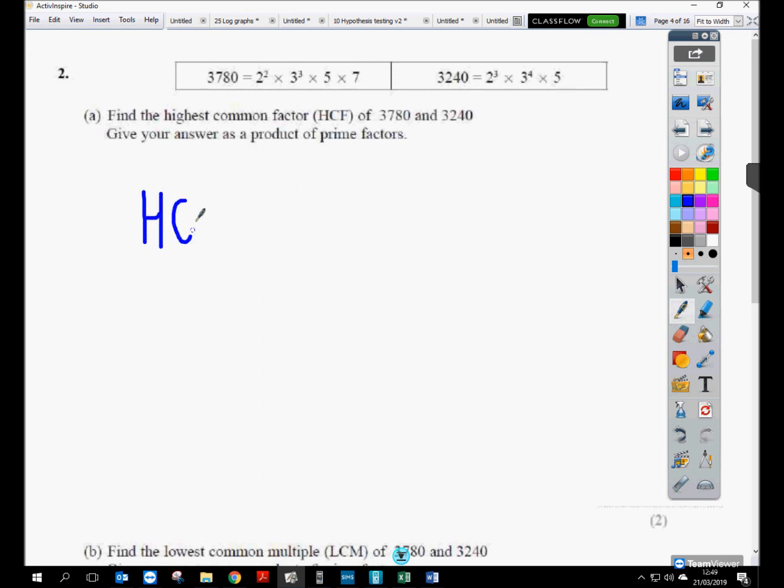What we do for the HCF is we look at all the different numbers, so we have 2s, 3s, 5s and 7s, and we look for the highest power of each number provided it is common. So take a look at the 2s. We have a 2 squared in both, so we write 2 squared. We have a 3 to the power 3 in both, so we write 3 to the power 3. We have a 5 in both. And 7 is not in both, so we can't include it.